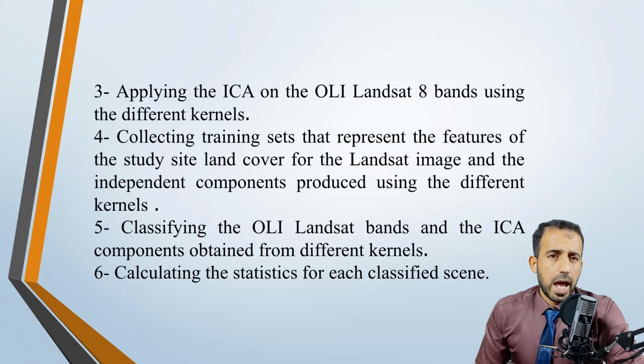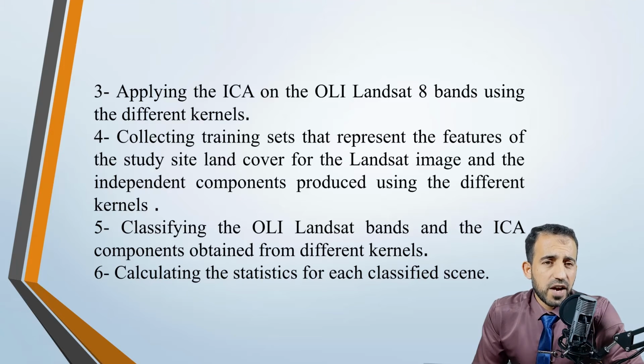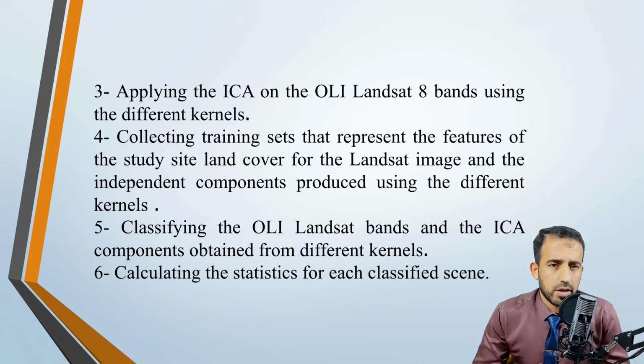Number 3, applying the ICA on the OLI Landsat 8 bands using the different kernels. Number 4, collecting training sets that represent the features of the study area land cover for the Landsat image and the independent components produced using the different kernels. Number 5, classifying the OLI Landsat bands and the ICA components obtained from different kernels. Number 6, calculating the statistics for each classified scene.